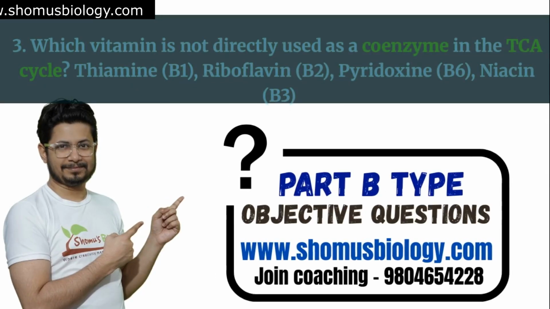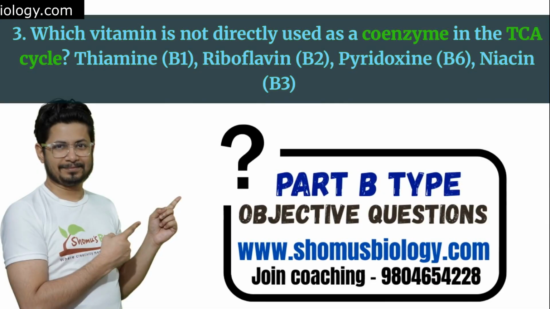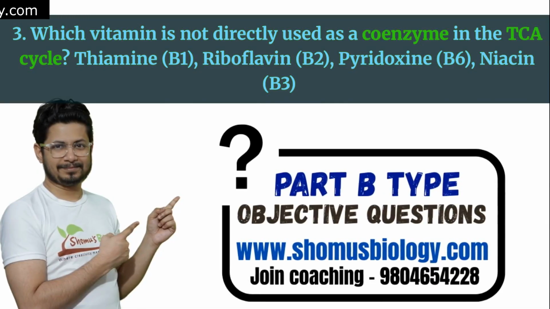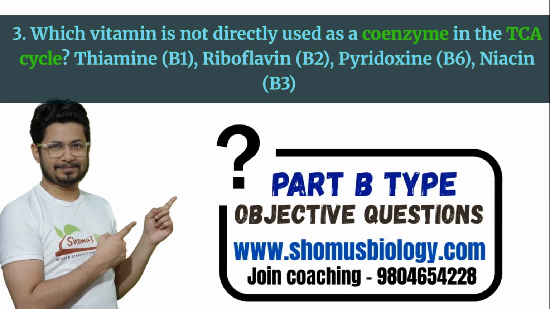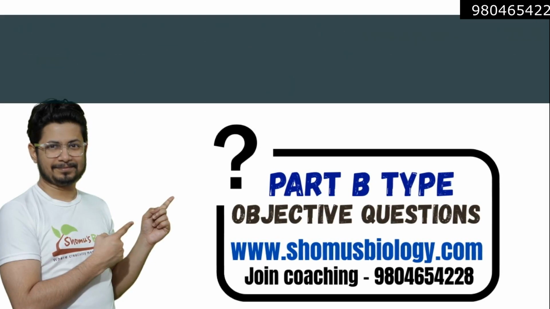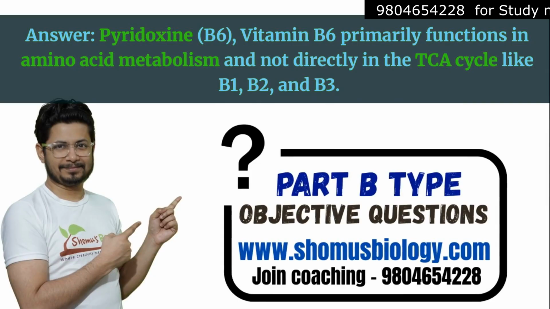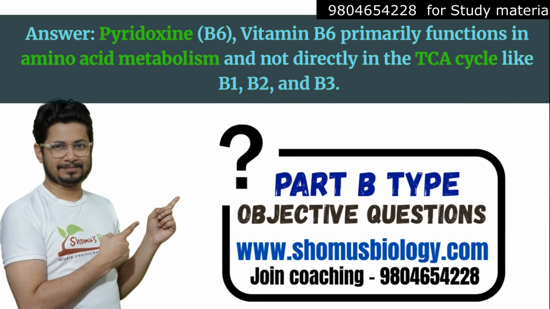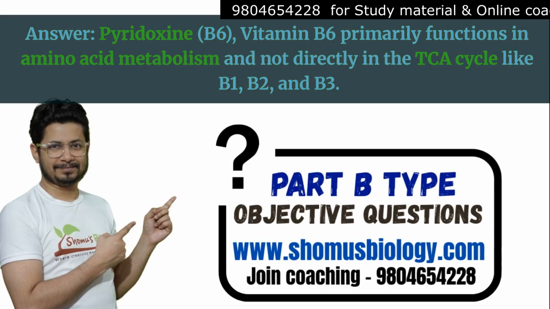3. Which vitamin is not directly used as a coenzyme in the TCA cycle? Thiamine, B1, riboflavin, B2, pyridoxine, B6, niacin, B3. Answer. Pyridoxine, B6. Vitamin B6 primarily functions in amino acid metabolism and not directly in the TCA cycle like B1, B2 and B3.